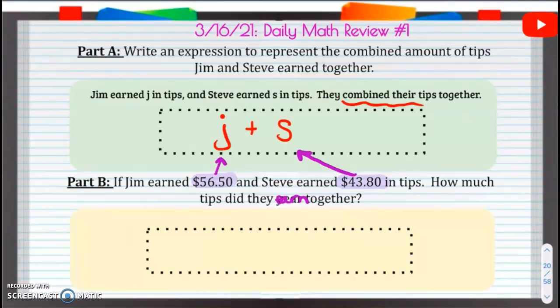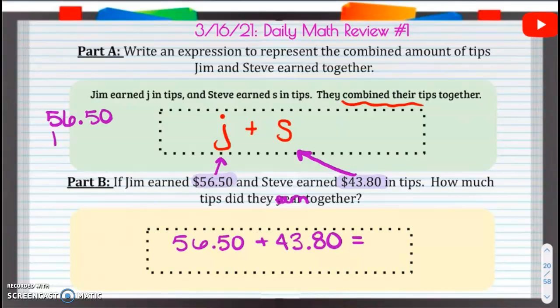So what we're going to take a look at is, we're going to replace these, and it's going to be $56.50 plus $43.80. Then we're going to put that equal. I'm going to line them up over here. It's $56.80. Oh, I'm sorry, $56.50. And then $43.80. Now we can add them up.